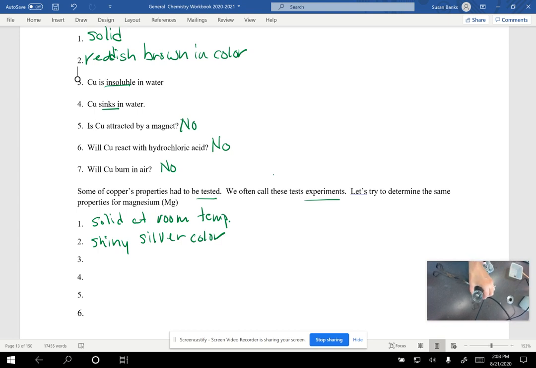Notice that magnesium's really, really not very dense. It is right on that borderline where some of it will float, some of it won't, depending on how it hits the surface of the water. Okay, with the surface tension of the water. So copper or magnesium is insoluble in water.